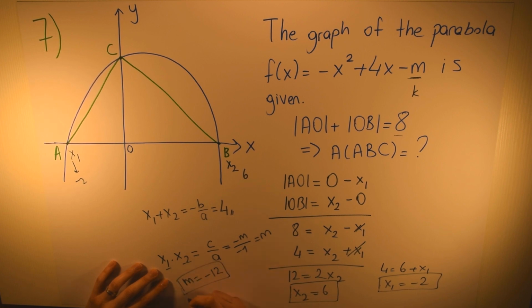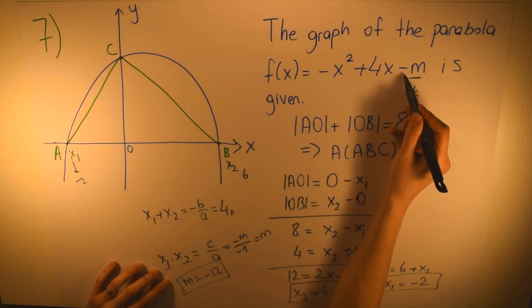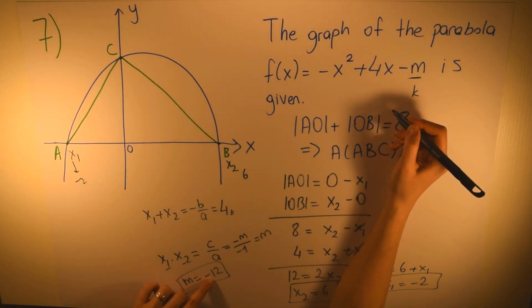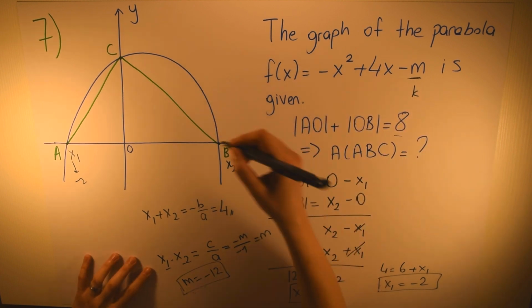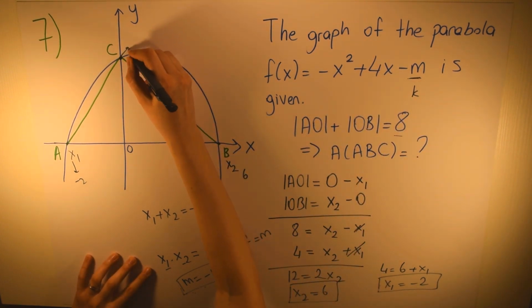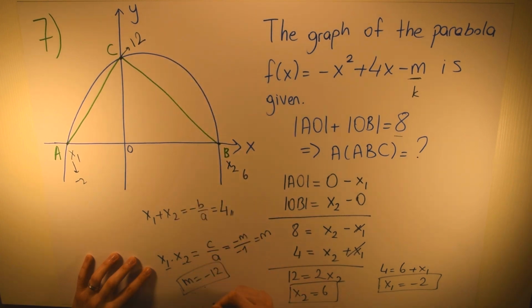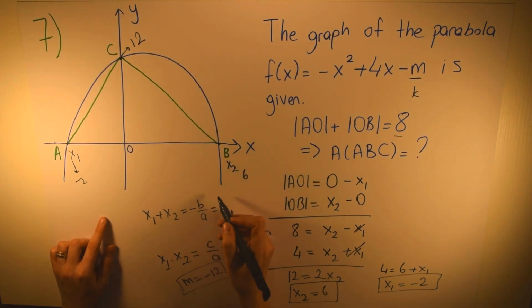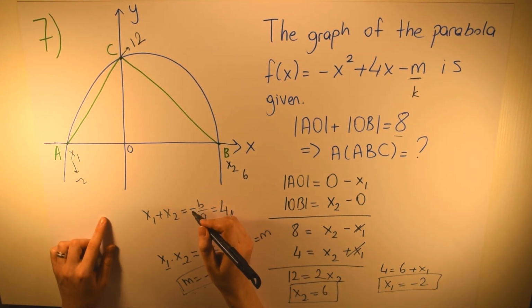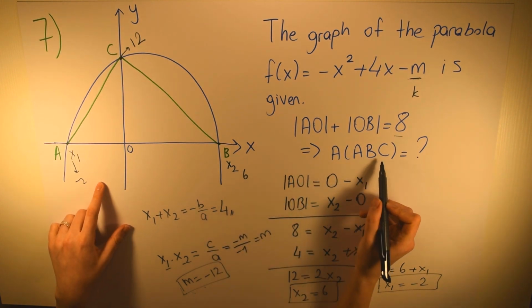But in this case our k is not only m, it is minus m. That's why it is minus 1 times minus 12, it will be 12, right? So this point will be equal to 12. So now we are able to find the area of ABC.